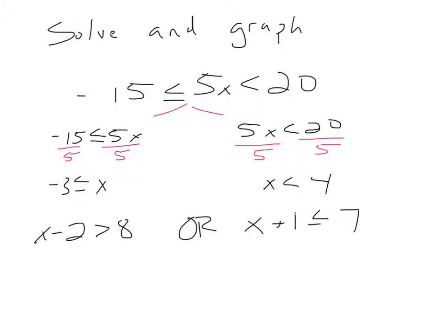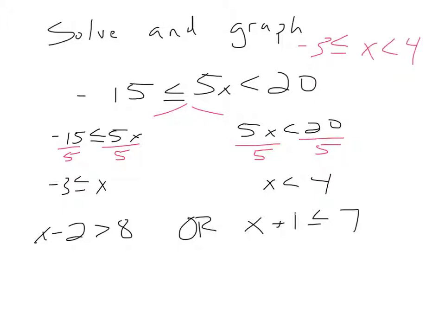Okay, so I know that negative 3 is less than or equal to x, and x is less than 4. Okay, so when I do this as a compound inequality, it would look like negative 3 is less than or equal to x, which is less than 4.